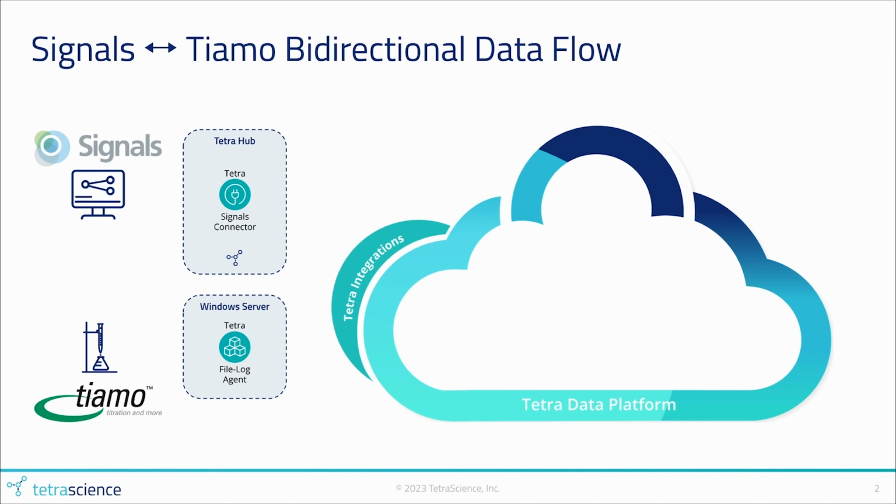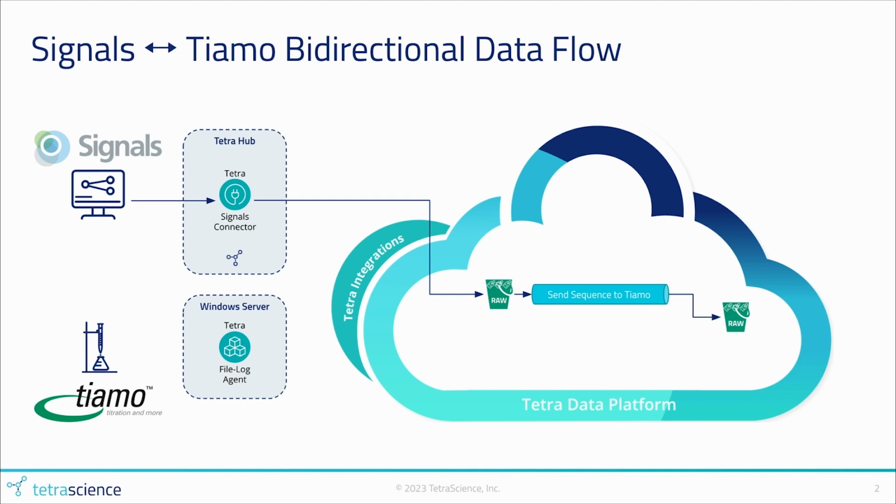We start off with a sample list sent from Signals into the Tetra Data Platform through the Tetra Signals connector. This creates a raw file in the data lake. This raw file triggers a pipeline to send the sample sequence to the tiamo software. This creates another raw file, the sequence file, which is also transferred to the tiamo instrument control software through the Tetra file log agent.